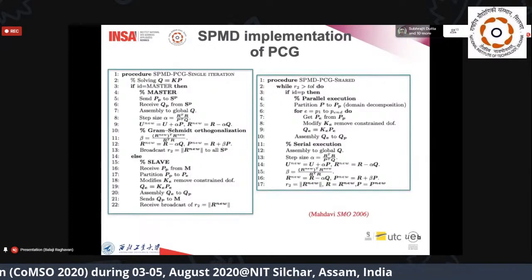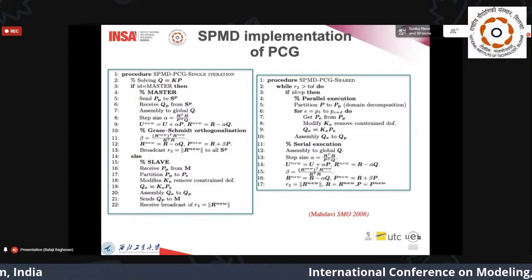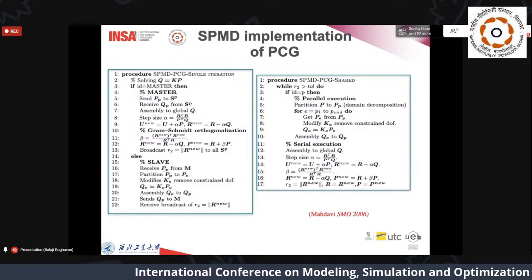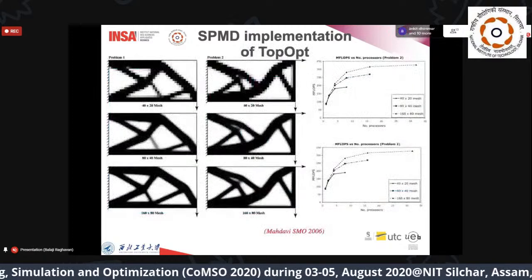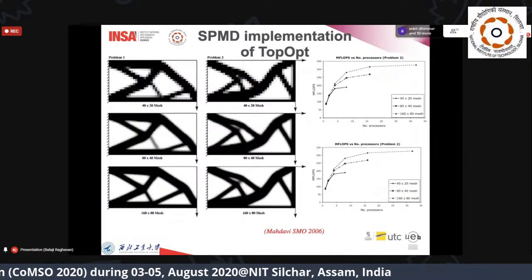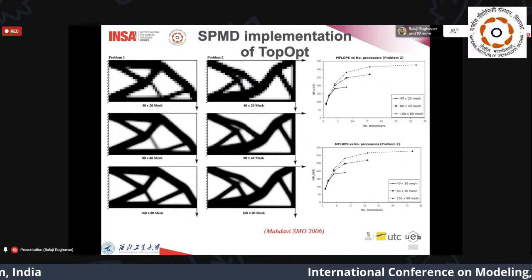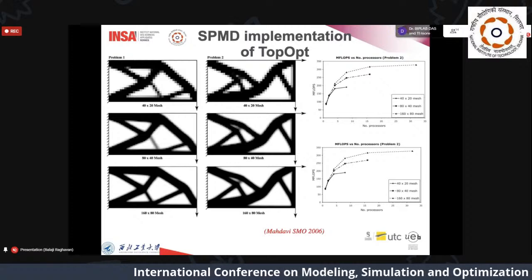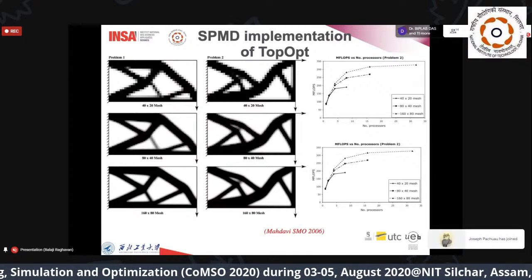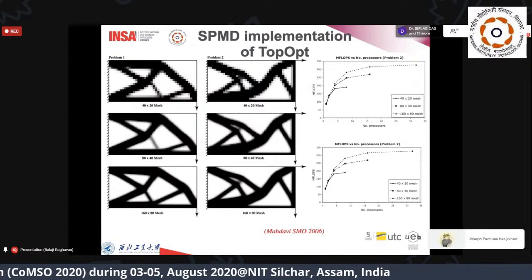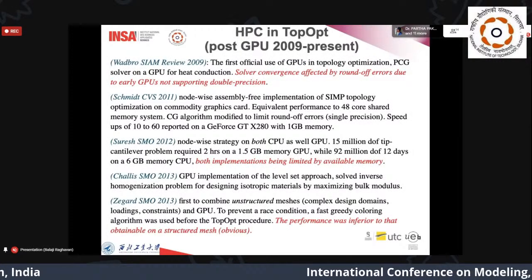There's also the shared memory version of this on the right, which does more or less the same thing, but since it's shared memory, there's no interprocessor communication because the memory is shared. However, this is not necessarily a good thing. The SPMD implementation of TOPOP for three different meshes was fairly entertaining at that point in 2006. Obviously, 300 megaflops is nothing now, but you need to increase the problem size drastically in order to get really hardcore performance today. So anyway, HPC has been used and top-upped by a variety of people.